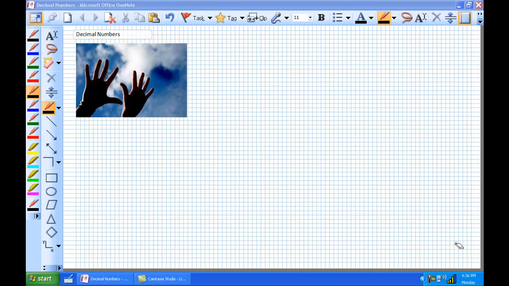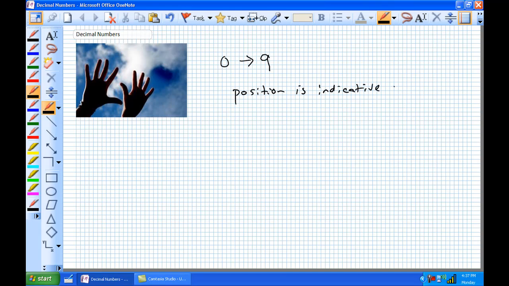Okay, so decimal numbers. Everybody knows you've got the numbers 0 through 9, and those are the only numbers we use. But we're not limited to 9. If you want to count above and beyond 9, we use a combination of 2 or more digits where the position is indicative of weight. And that's a critical concept. So position is indicative of weight.